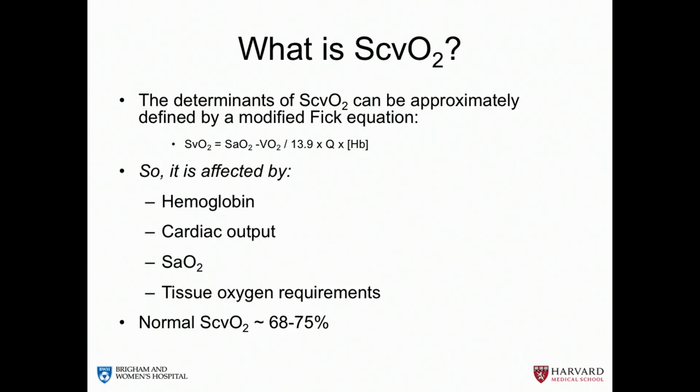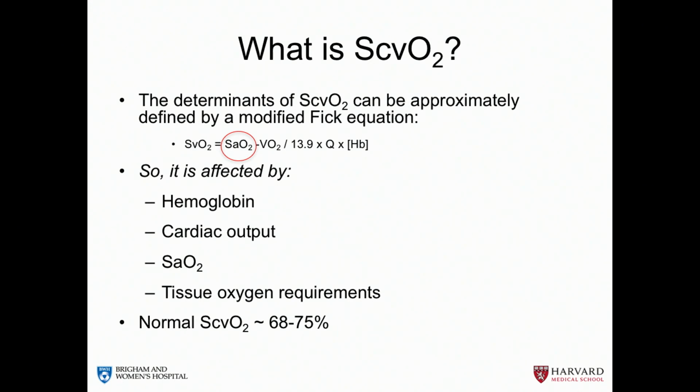So the central venous saturation is affected by a number of variables, including the hemoglobin. So again, blood volume and oxygen carrying capacity. It's affected by cardiac output, which is really one of the key things we want to be following in these patients. It's also affected by the oxygen saturation, or the percentage of those hemoglobin molecules that are actually bound to oxygen.